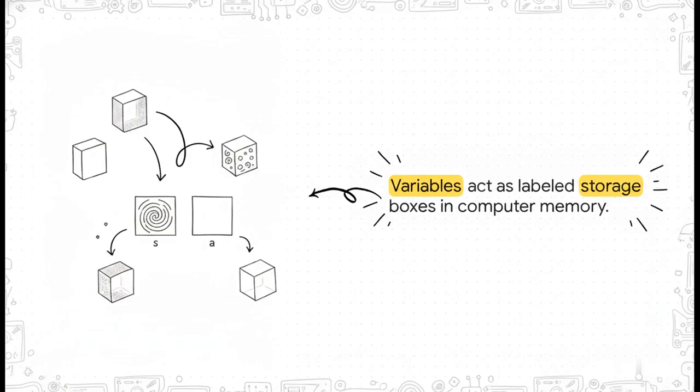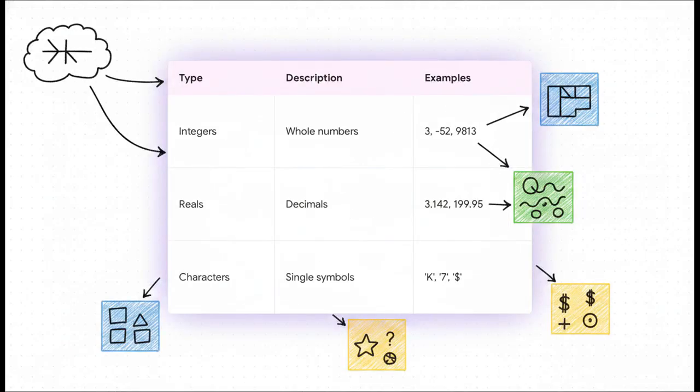And remember, if we put a new value into a box, the old one is completely erased. It's gone for good. But here's the catch. You can't just throw anything into any box. These memory boxes have to be explicitly declared to hold specific data types. If you want to store whole numbers, like 3 or -52, you declare the box as an integer.